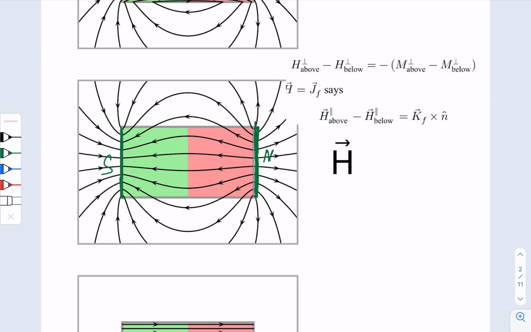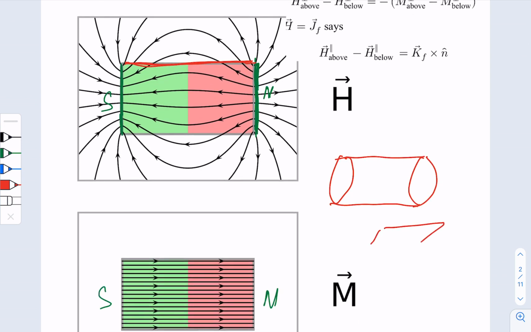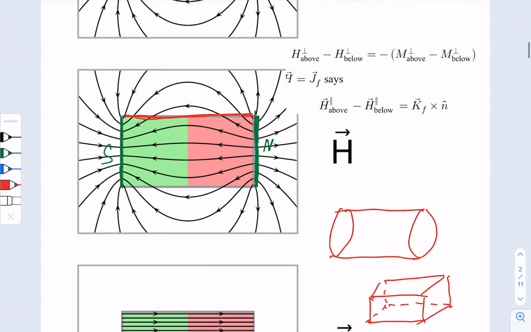So the surface that I'm right now interested in is the red one here. You can think of this as a three-dimensional cylinder, or you can think of this as this rectangle. So it's a cube, a cubic bar magnet.